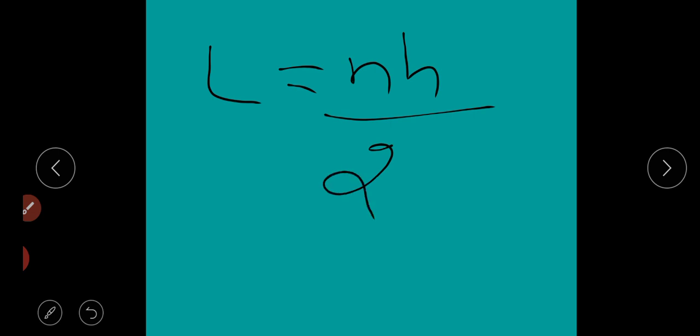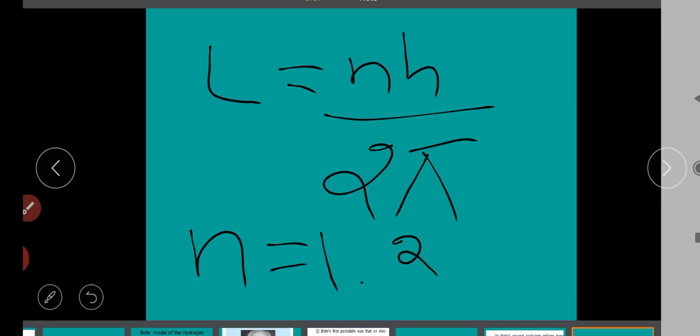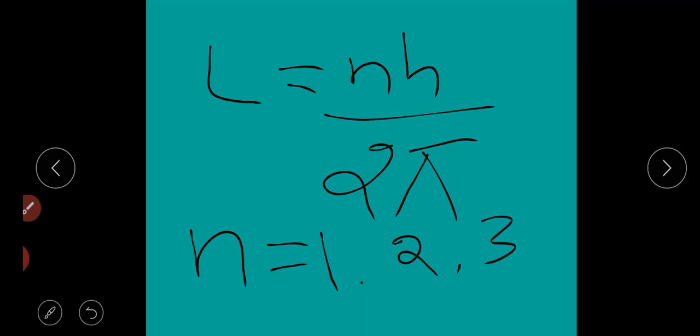L is equal to nh divided by 2 pi. L is said to be the angular momentum of the electron. n is said to be the allowed energy states of the electron, so n can be 1, 2, 3 and so on. h is Planck's constant.